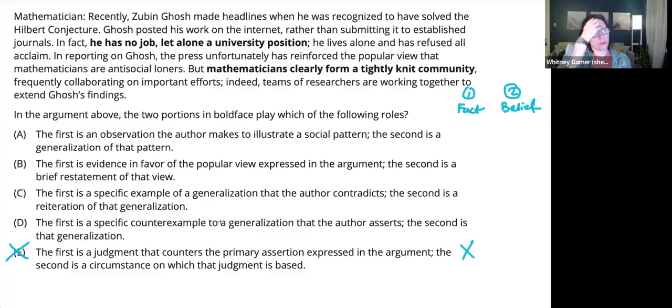So now I have to try and figure out, generally I'm going to think like, okay, what is this? This says like a reiteration of that general. Let's just go see what the answers say.